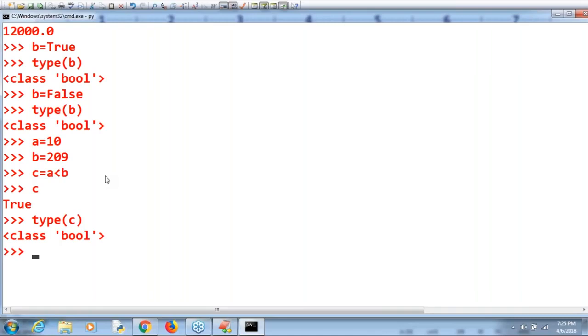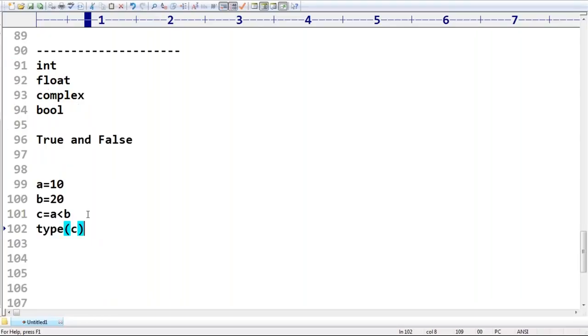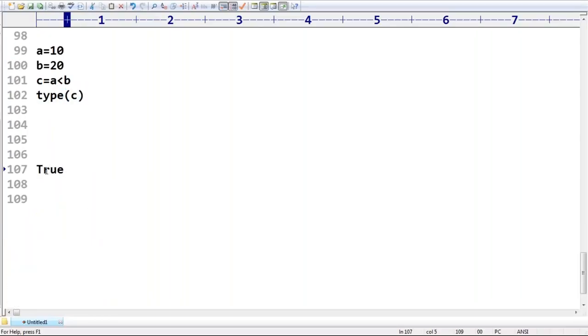Now next one, take very special care. I'm taking True plus True. What is the answer? Internally, True means 1, and 1 plus 1, the output is always 2. Remember that. If you consider True plus False, the answer is 1. With arithmetic operators, internally the corresponding int values will be considered.